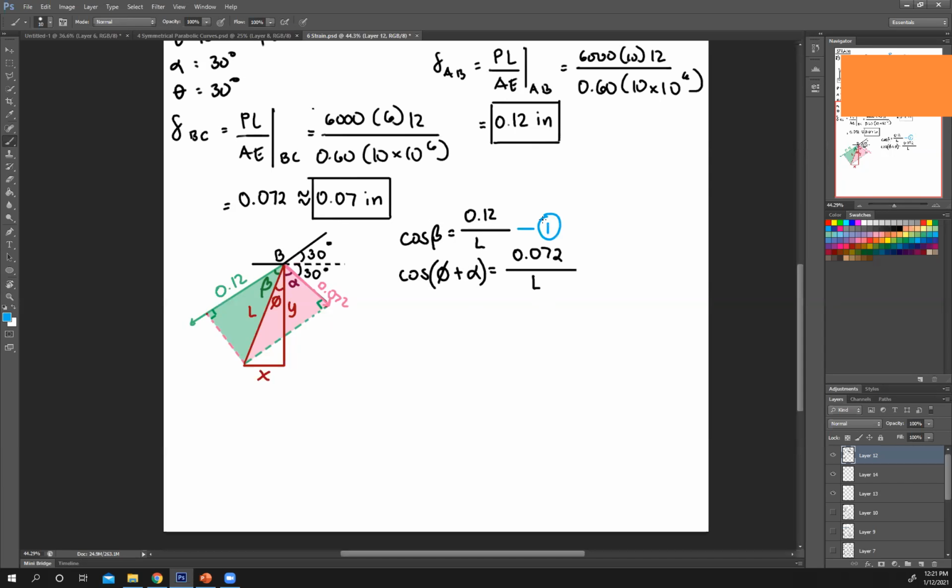Since this is my first equation, let's see, what is phi plus alpha equal to? It's equal to this angle right here. So if we consider this whole angle, that's 180, 180 minus 30 minus beta minus this angle. Can anybody tell me what's the value of this angle?